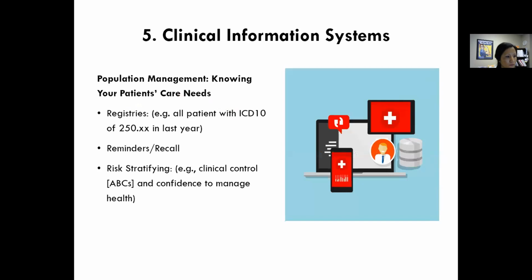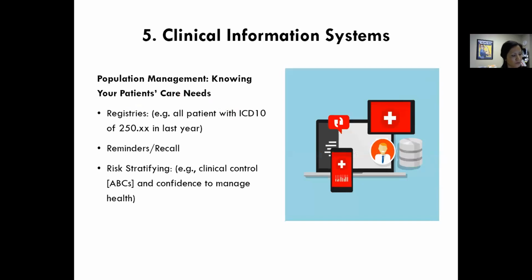So what's the level of their control across the ABCs? What is their competence to manage their health? We know that if you have information on those 2 pieces, their clinical control, and you ask a simple question, how confident are you that you can manage your health the next 2 months or 2 weeks, 1 month, whatever it might be, those two questions will help you stratify the population in terms of complexity.